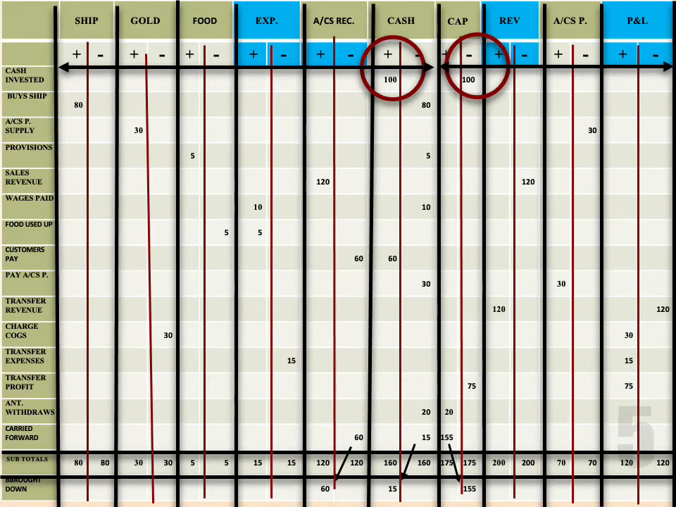Now let's go back to the ship column. One of the problems that you get when you have two columns is when you add them up you lose the balances, so we have to recover them. And Pacioli said, add the two columns up. Now of course there's nothing in the minus column of the ship at this moment of time, and we have 80 in the plus column. He said, put the 80 as the total of both columns.